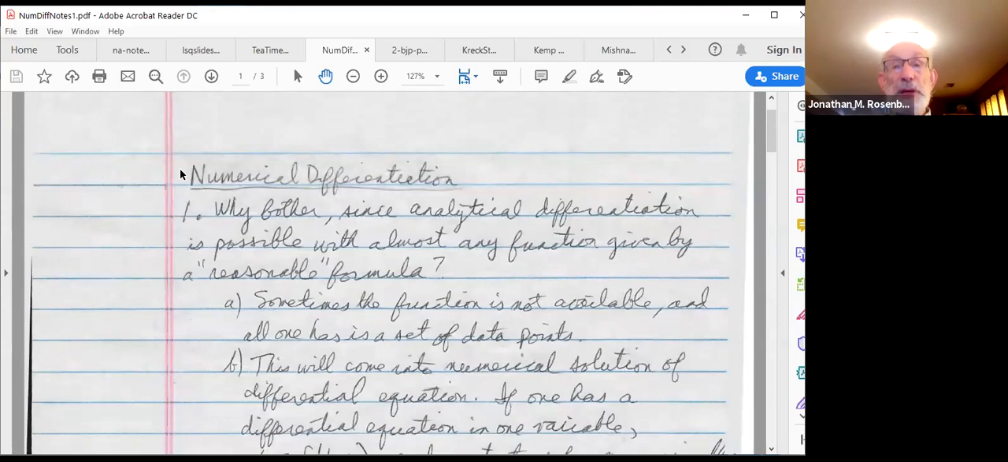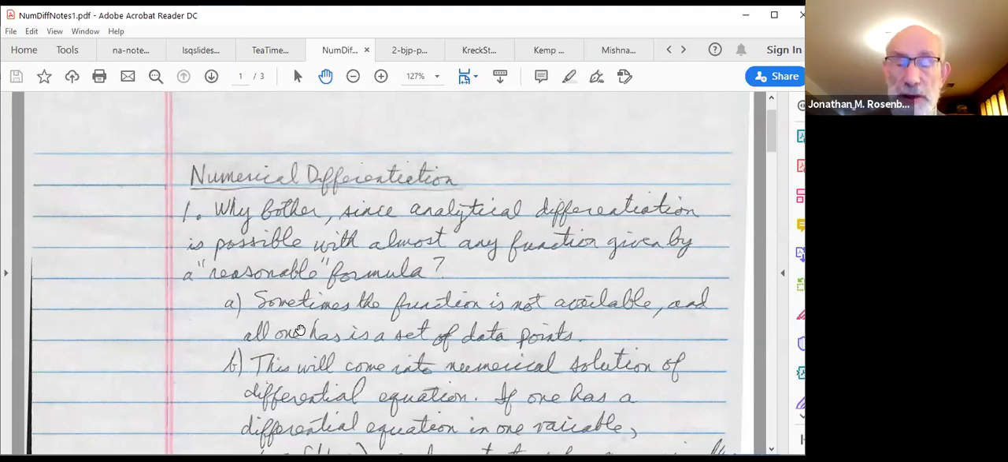One is that sometimes the function itself is not really available. What you have is a set of data points, or you have a part of the graph of the function, but you don't have the formula for the function. In that situation, of course, you can take these data points and interpolate a function that goes through them and differentiate that. That's actually what is sometimes done, but that's not exactly the same thing as differentiating a function.